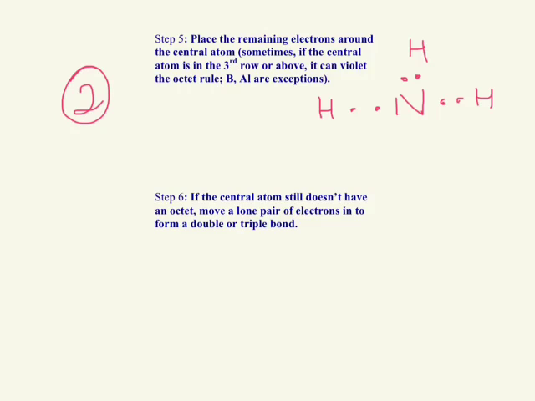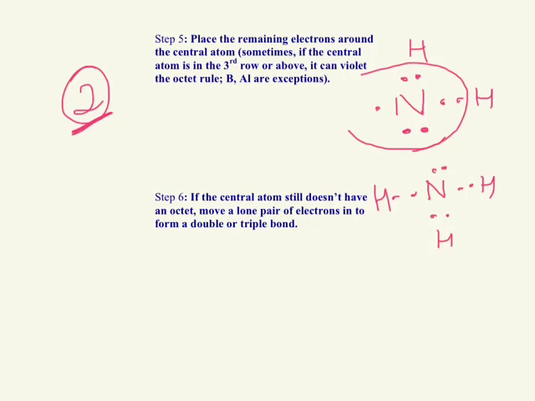So what we have to do is place the remaining electrons around the central atom. Let's say I put those remaining electrons here, then how many electrons are around nitrogen? There are 8 electrons around nitrogen. Does each and every element have the noble gas configuration? Yes. So this is the Lewis structure of ammonia.